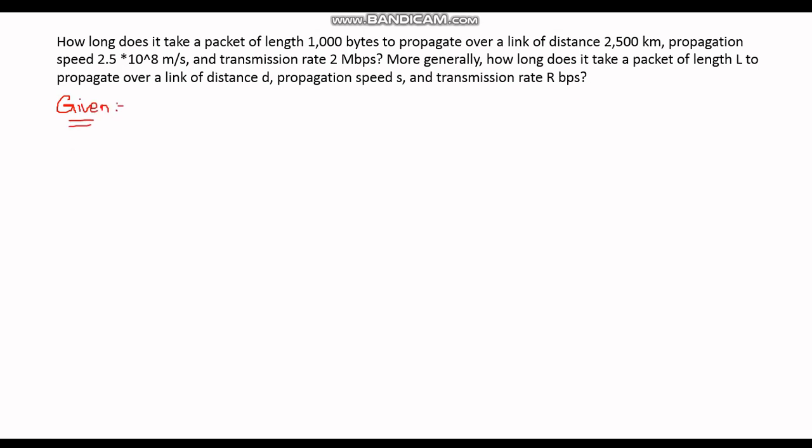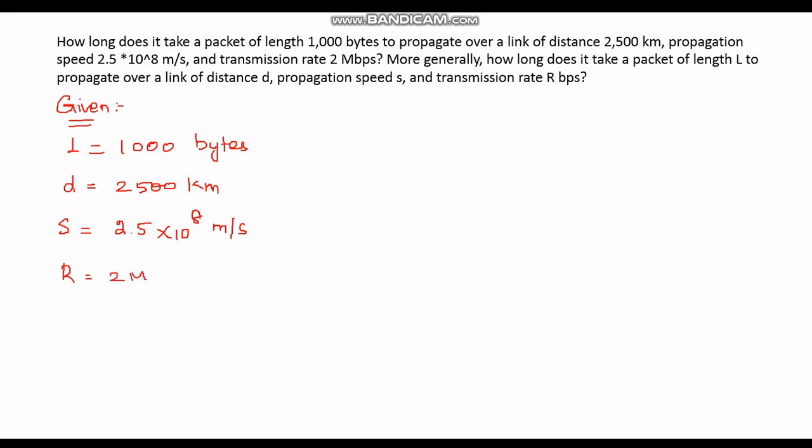So the given value is L is 1000 bytes. Here it is given in terms of bytes. And next the distance is given as 2500 kilometers, and then the speed is 2.5 into 10 to the power of 8 meter per second, and then the transmission rate given is 2 megabits per second. So first let us consider the transmission delay.